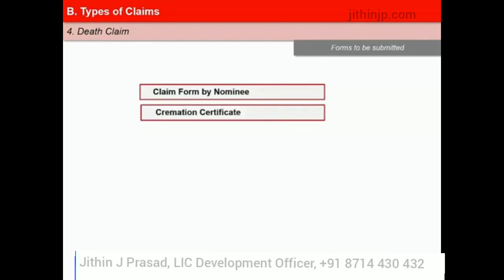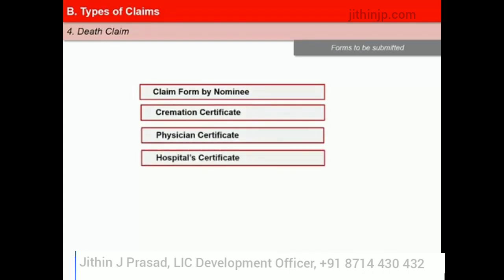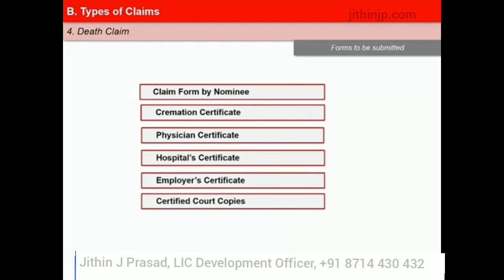A number of forms are needed to facilitate the processing of a death claim. They are: claim form by nominee, certificate of burial or cremation, treating physician certificate, hospital certificate, employer certificate, certified court copies of police reports like First Information Report (FIR), Inquest Report, Post-Mortem Report, Final Report, which are required in case of death by accident, and death certificate issued by municipal authorities, etc., as proof of death.